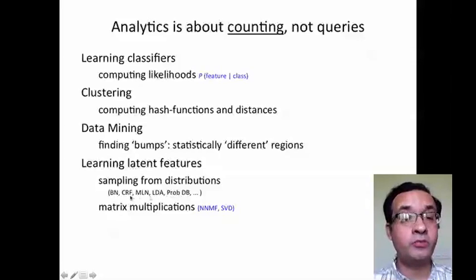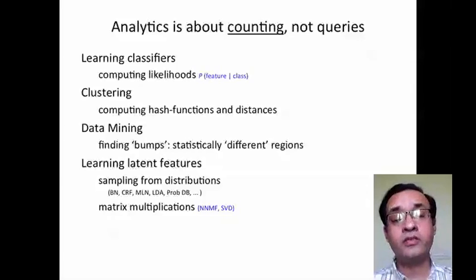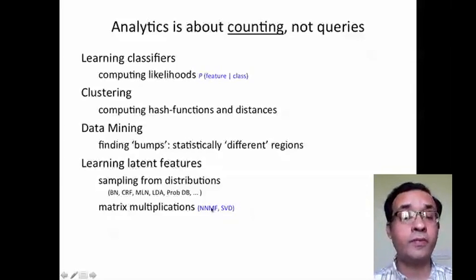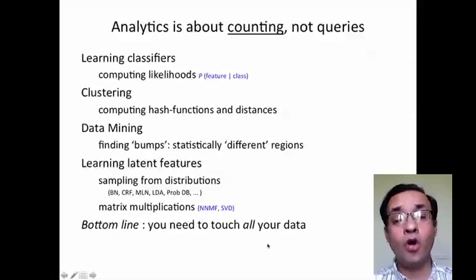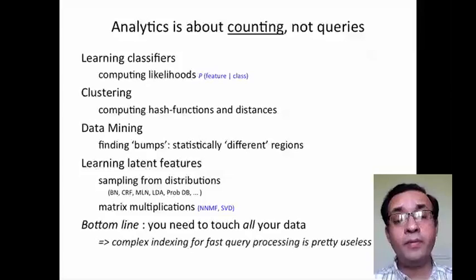involves things like sampling from distributions, which are a guest lecture on Markov logic networks, that's MLNs, we'll talk a little bit about. And we'll give one example using matrix multiplications also. But the bottom line that I want to talk about now, since we're going to cover some of these techniques only after unit 5 onwards, is that from the database perspective, all of these techniques require you to touch all your data. It's not about querying. If you're to touch all your data, then complex index structures for fast query processing, which traditional relational databases and data warehouse technologies like Teradata have, are pretty useless.